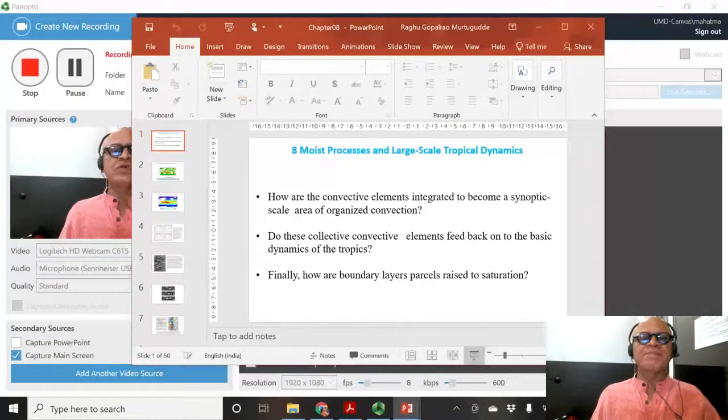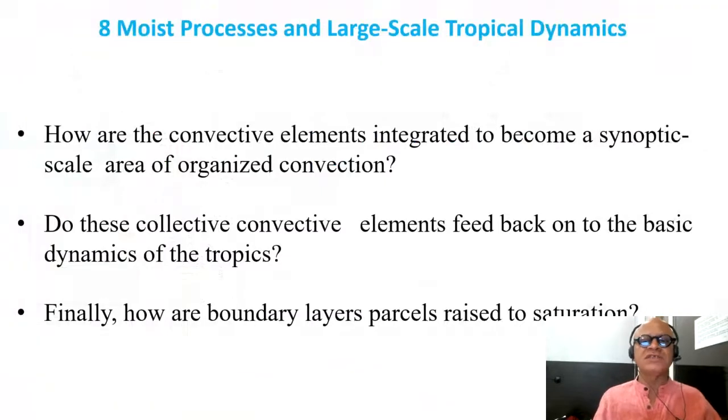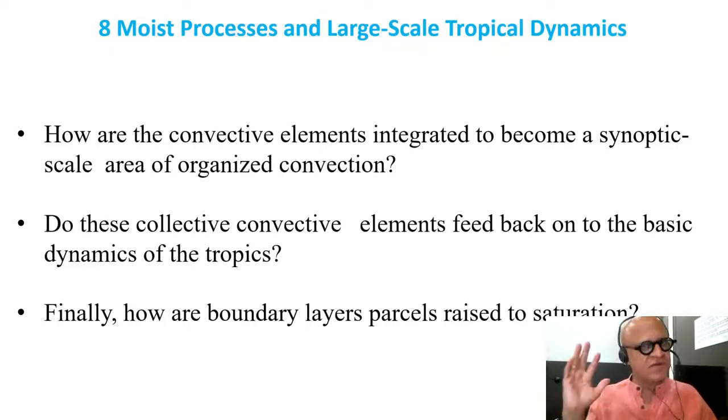On to the next chapter on moist processes and large-scale tropical dynamics. We have been looking at wave kinematics, prototype systems, wave mean flow interactions, vertical trapping, horizontal trapping, impacts of various basic states on the waves, and so on. And we derived the theoretical waves, their wave number frequency spectra.